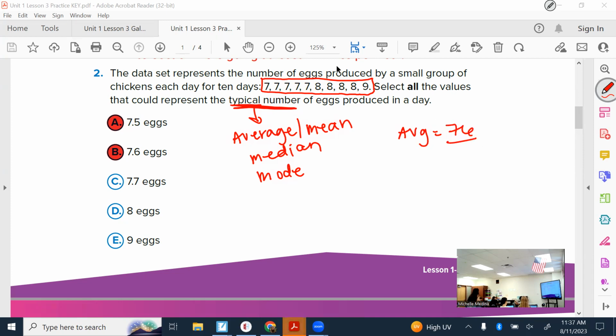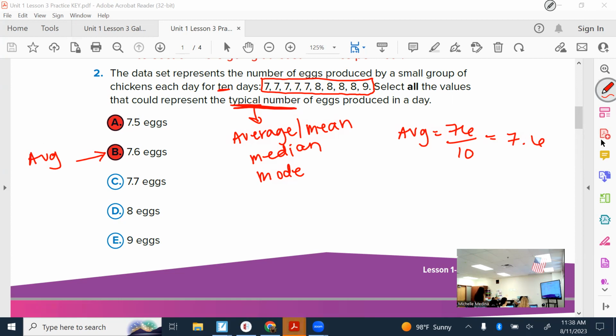Good, and how many are there in this one? There's 10, it tells us right here, or you could count them. And then when I divide them out, I get 7.6 for my average. So that's why you should have picked B, because average does tell you a typical value in your data.